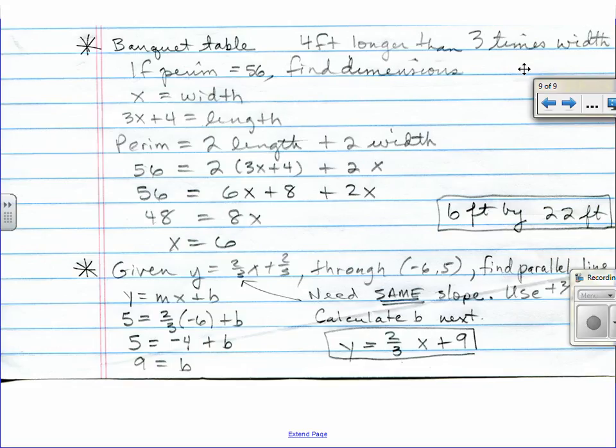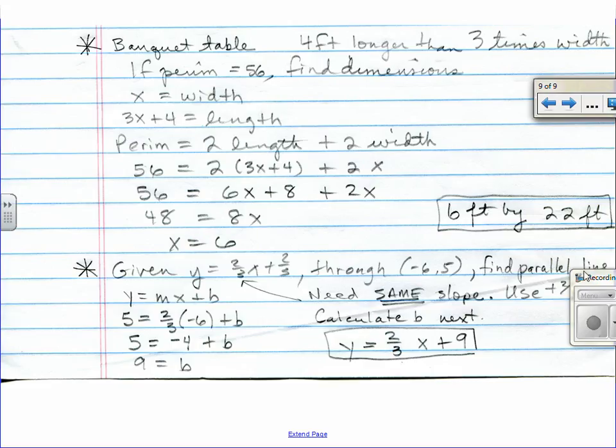So I let x be the width. So 3 times the width plus 4 is the length. Perimeter is twice the length plus twice the width. And I have an expression for my length and width that I could put into there. And so I know my perimeter is 56. And I solve and get x equals 6. If x is 6, 3 times 6 is 18 plus 4 is 22 feet. So 6 feet by 22 feet is the size of the banquet table.